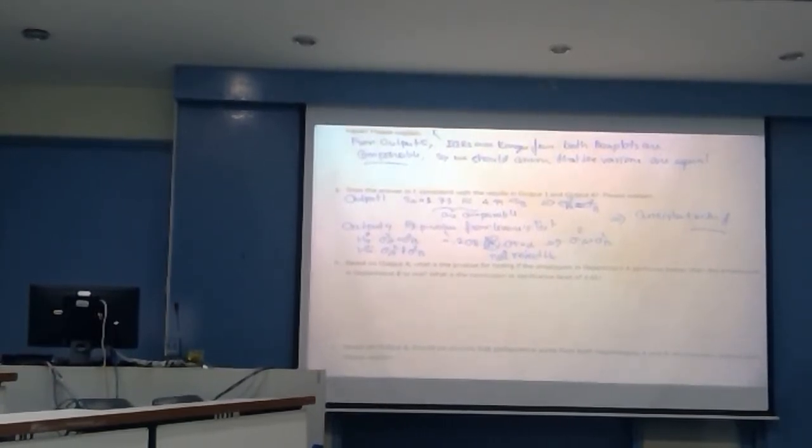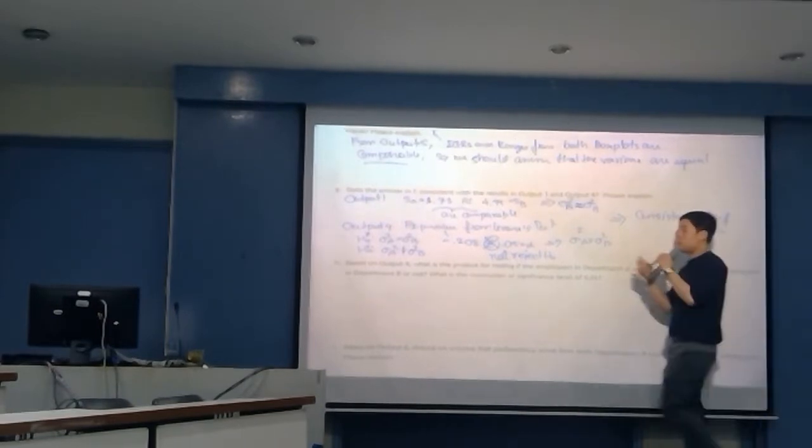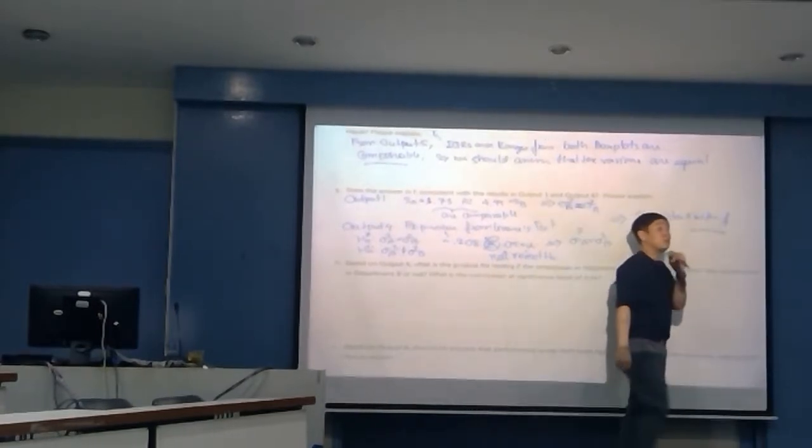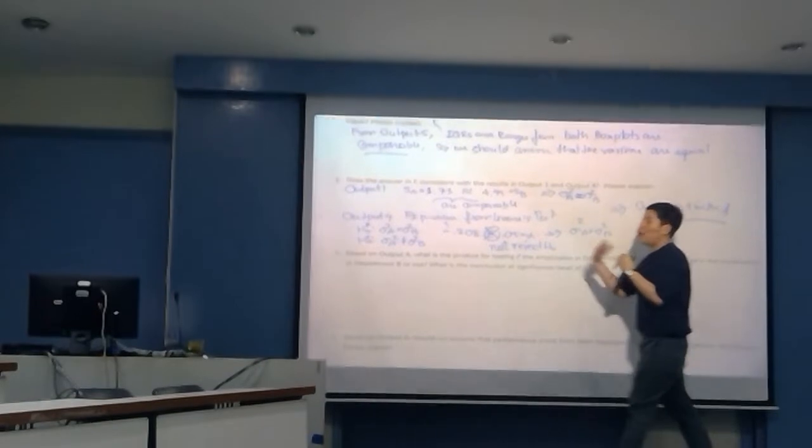Part H, right? Based on output 4. What is the p-value for testing if the employee in A performs better than employee B or not? What is the conclusion at significance level of 1%? Right now you see it's not like a complete test, now it's asking for the p-value. You have to give me the p-value. And then the same old thing.